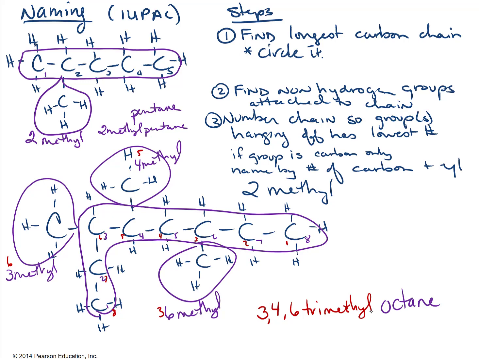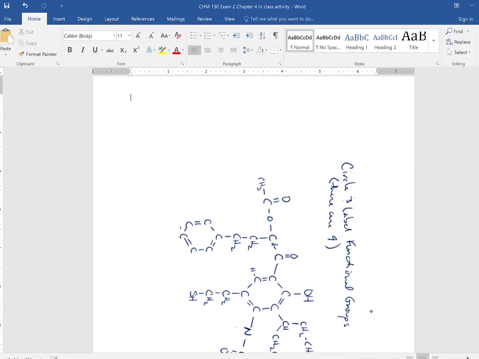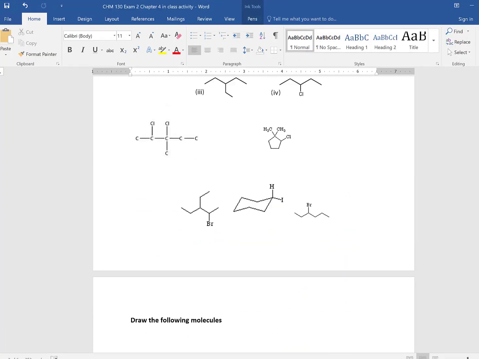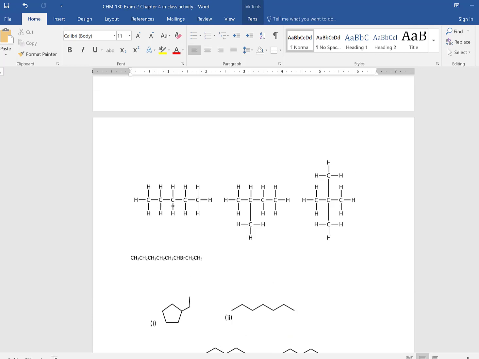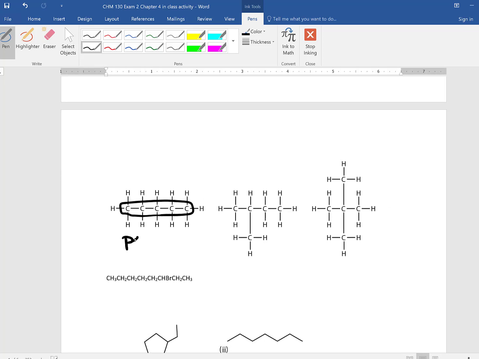What's the first one? It's just pentane, yes? See that it's 5 carbons in a row. No groups hanging off. Here it is. Almost there. So this one, 5 in a row, pentane. Do you need anything else? No. You don't have to name the hydrogens. You know that they're already there.